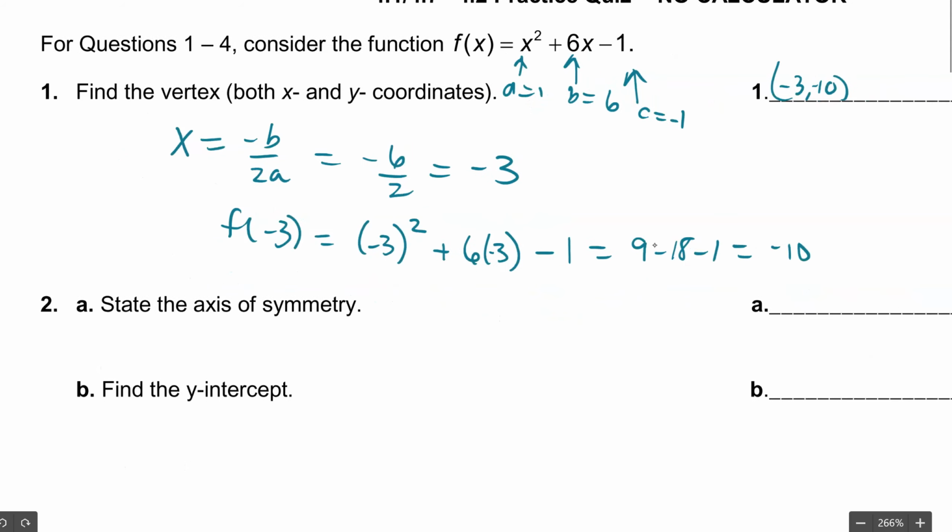Okay, state the axis of symmetry. It's literally the x of your vertex, negative 3. Okay, find the y-intercept. -1, -10.